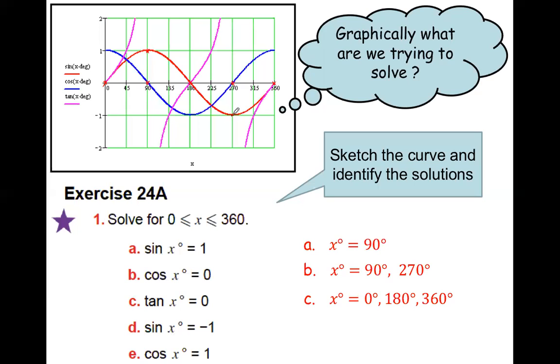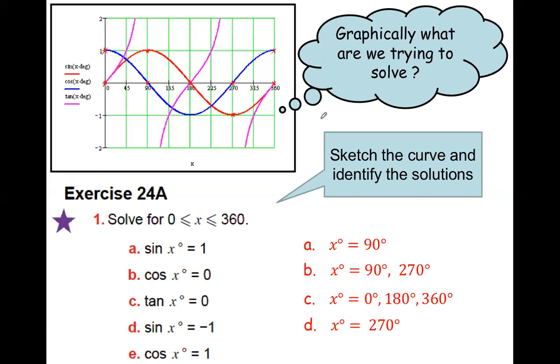Oops, this is where it touches the -1 point. And what is the value of x this time? What do you read for x at this coordinate? 270. Yeah, 270. And for the last one, when is cos x equal 1? Between 0 and 360, it's at this point here and this point here.